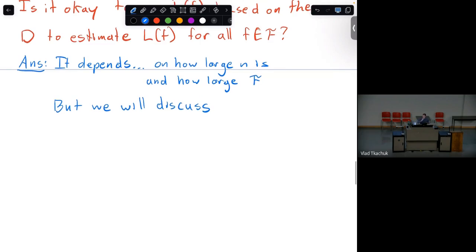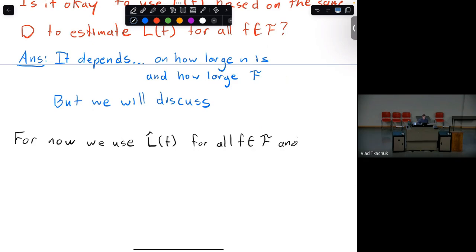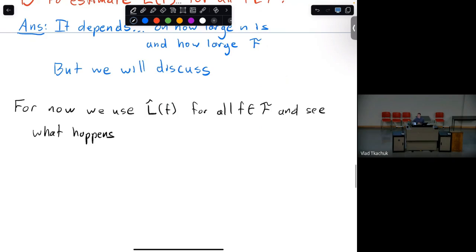So what do we do? For now, we use L hat of f for all f and see what happens. We're going to find the best f based on this and see what happens. You'll code this up not in the next assignment, but in the one after the midterm, and you will see what the story becomes.